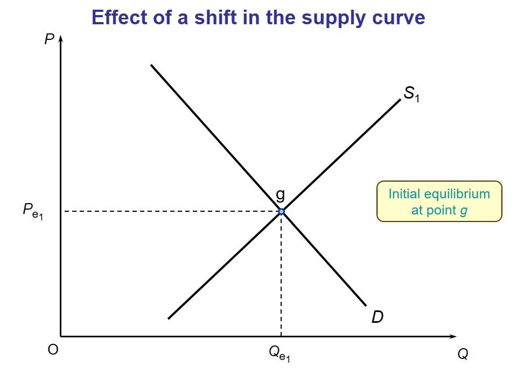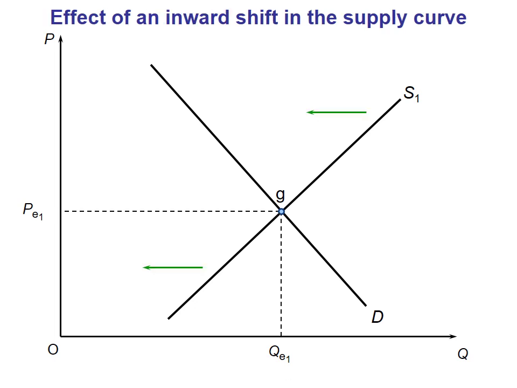How about if we have a shift in the supply curve as opposed to a shift in the demand curve? So once again, our initial equilibrium point is G, right? Equilibrium price is PE1, equilibrium quantity is QE1. But look what happens. We have an inward shift, supply curve. Supply curve shifts from S1 to S2. And just like we had before, we have a new equilibrium at point K. So our equilibrium moves from G to K, okay? All right, because of our new supply curve.